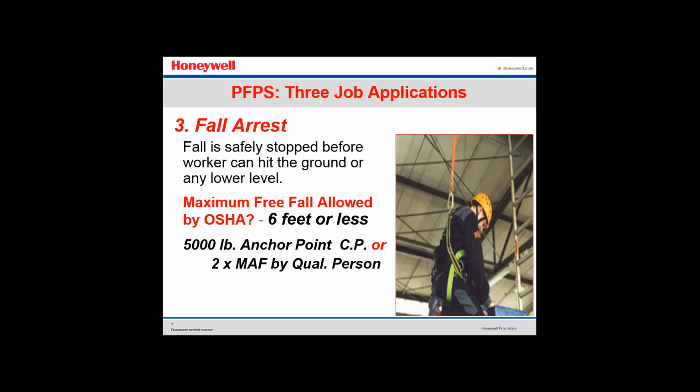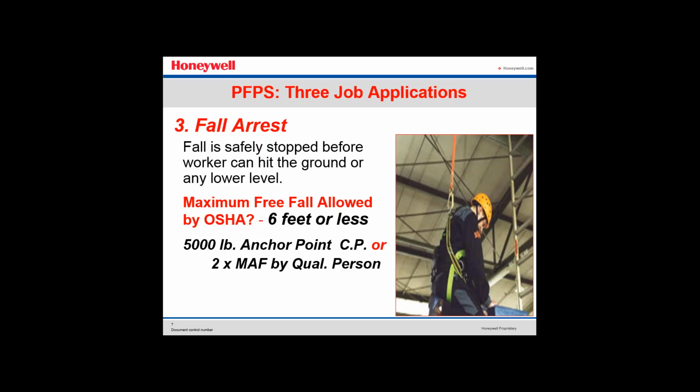So that anchor point goes to 5,000 pounds, and that's by a competent person, or if I, as a competent person, don't think that the anchor I'm going to be using will support that 5,000-pound load, then I go to my qualified person, and they engineer and say, okay, we're going to certify this particular anchor point here 2 times that maximum arresting force, and they sign off on it. And only the qualified person can change the 3,000 and 5,000-pound anchor point.